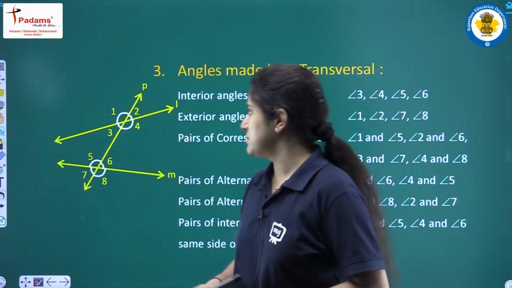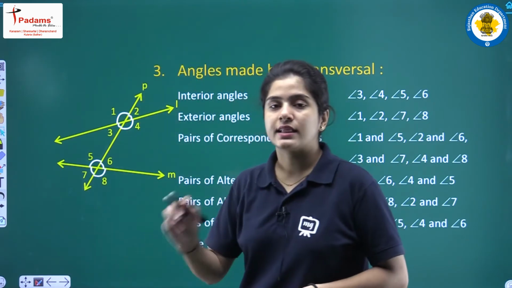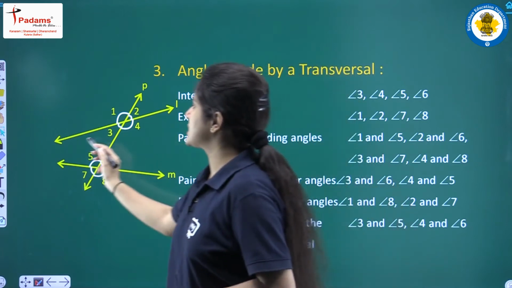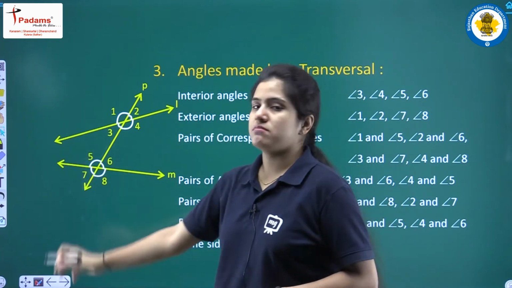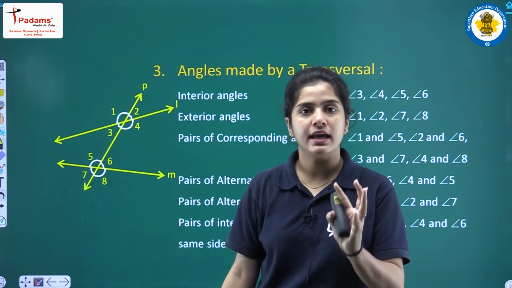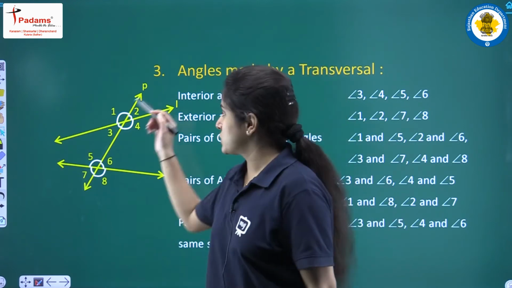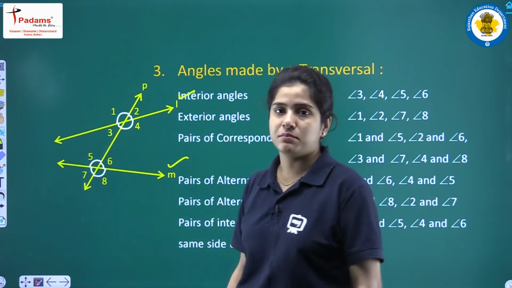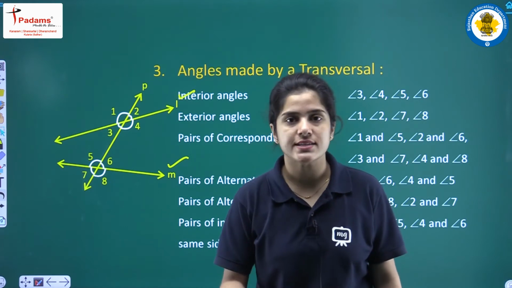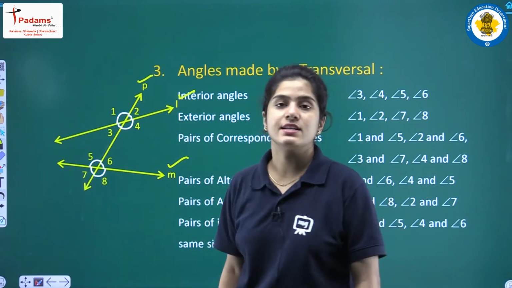For example, students, this is a line P. This line P is cutting this line L and this line M. So basically line P is a transversal line to the line L and to the line M. Okay students, what is the transversal here? Line P is the transversal here.